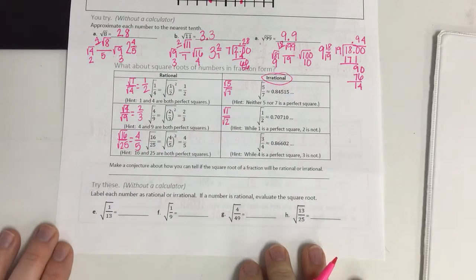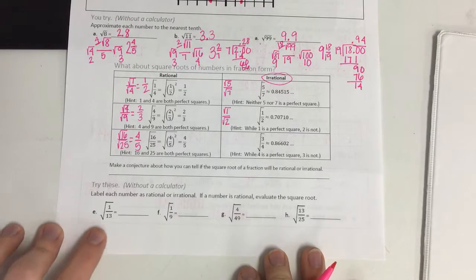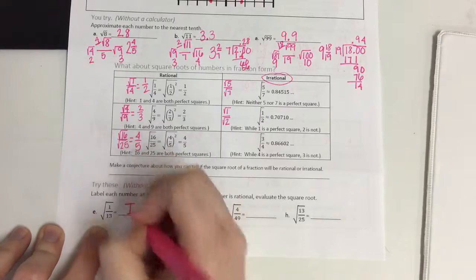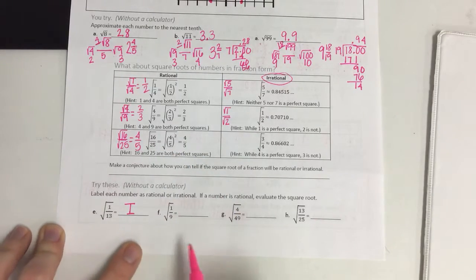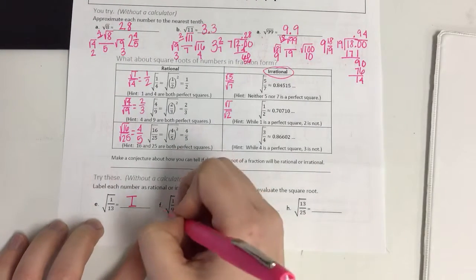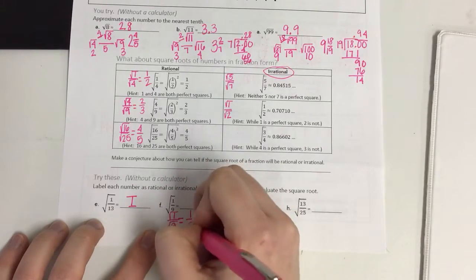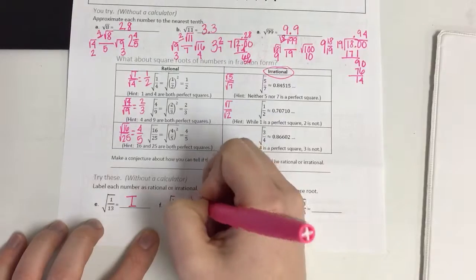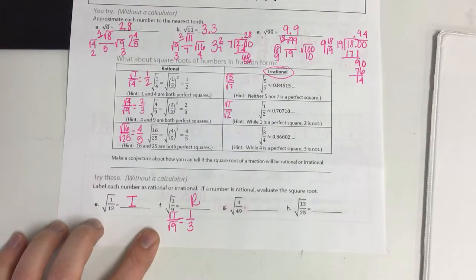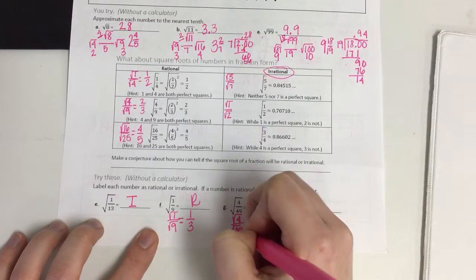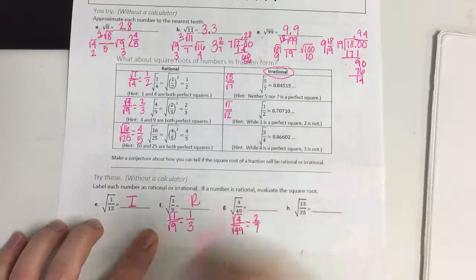So we're going to look at these. We need to determine if they are rational or irrational. So square root of 1 over the square root of 13 is irrational because 13 is not a perfect square. Square root of 1 over 9, both of those are perfect squares because it's going to give me 1 over 3, so this is rational. Letter G, again, both of these are perfect squares, and I'm going to get 2 over 7.